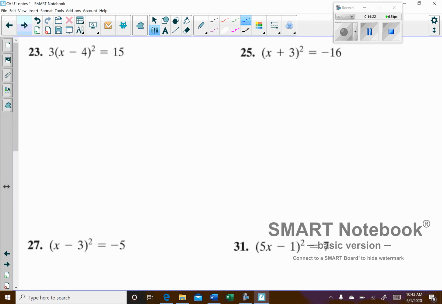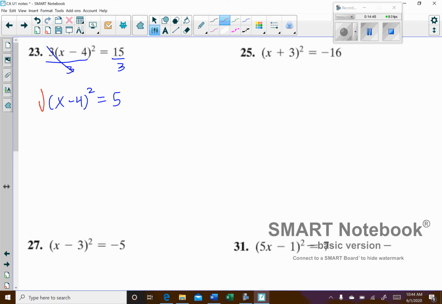All right, so this time we have x minus 4 squared, but it's getting multiplied by 3. That's not being squared, so that means that we need to isolate this by dividing both sides by 3. So we'll go ahead and start with that. So let's see, that'll leave us with x minus 4 squared equals 15 divided by 3 is 5.